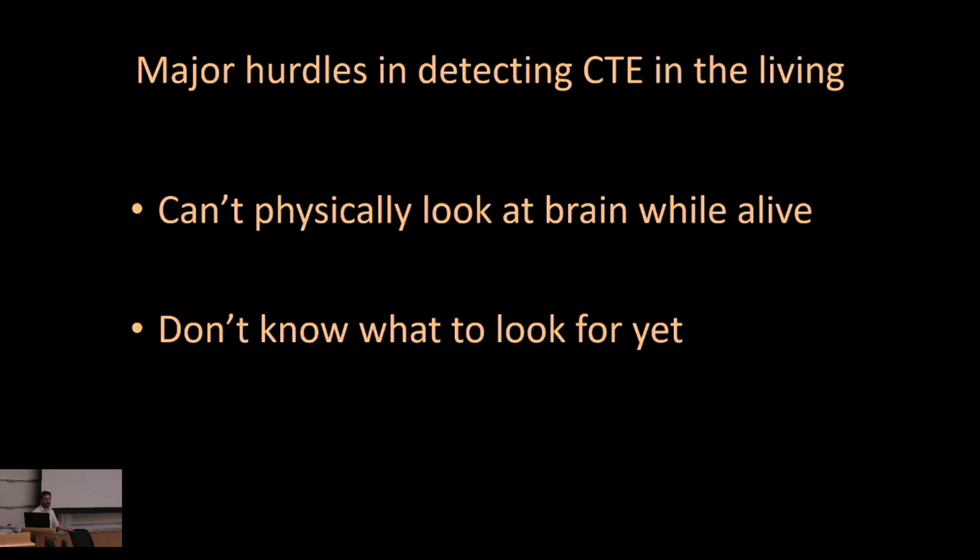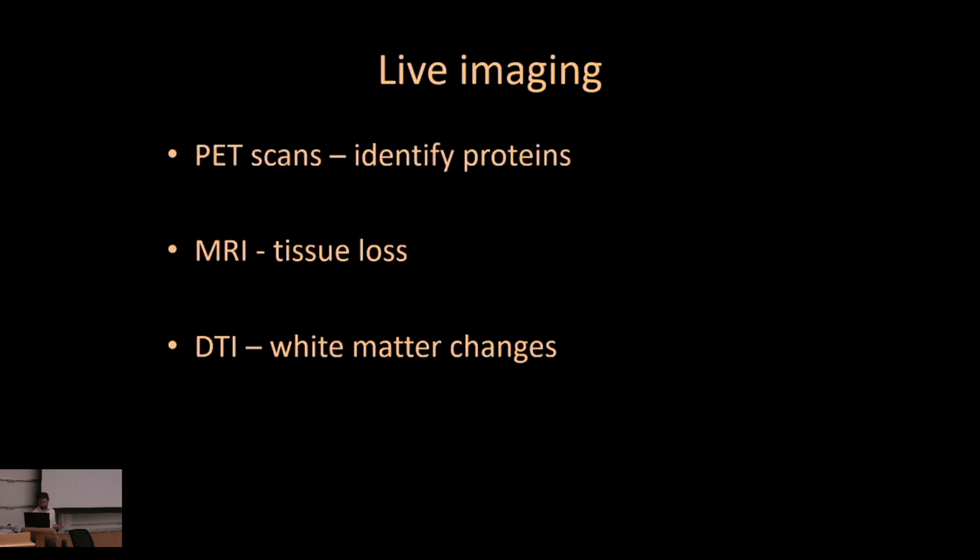There are a couple of ways you can actually do live imaging. We can't physically look at the brain, but we can do imaging to look at scans, essentially. There are PET scans, which we talked about with inflammation, to look at proteins. You can do uptake of dyes, and if that dye binds more to proteins, there's more there. MRI looks at tissue loss, and DTI looks at white matter, which we didn't really talk about much, but it's a really interesting topic if we ever want to discuss that.